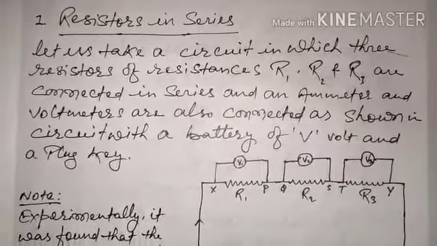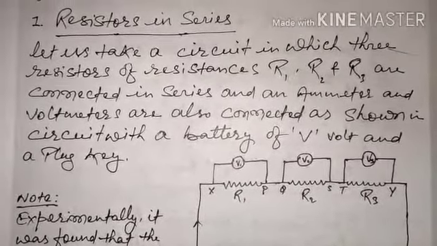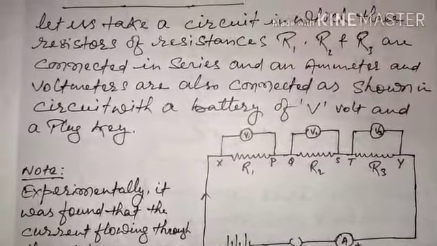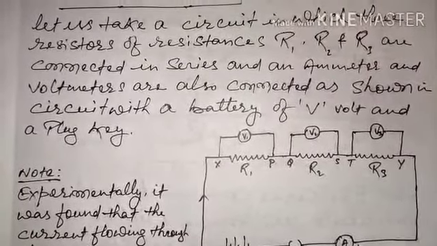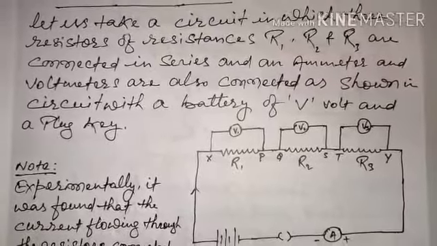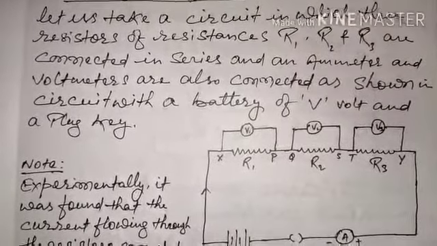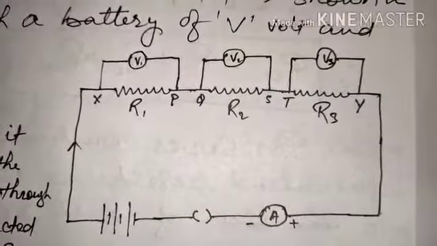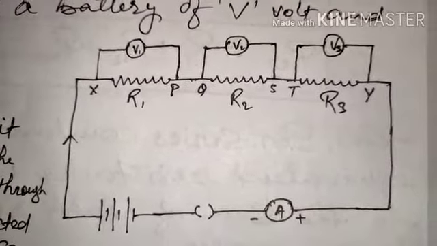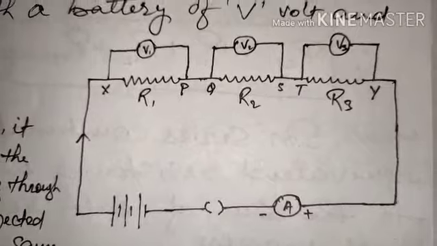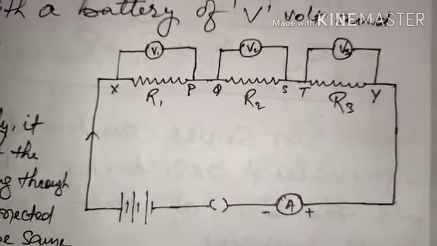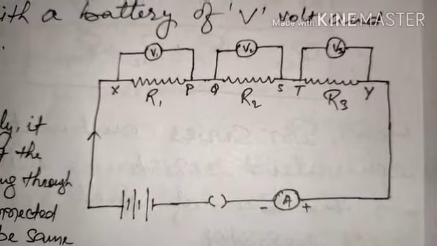Let us take a circuit in which three resistors of resistances R1, R2 and R3 are connected in series, and an ammeter and voltmeters are also connected as shown in the circuit, with a battery of V volt and a plug key. Now all of you can see the circuit here. It is quite clear to everyone, and I'm taking the reference basically from the NCERT book.